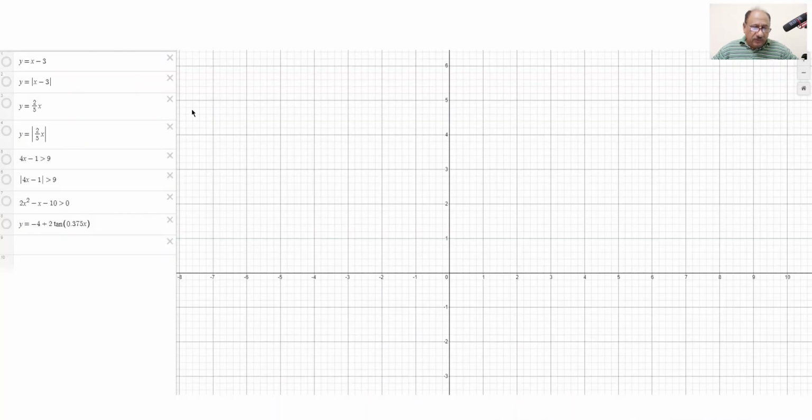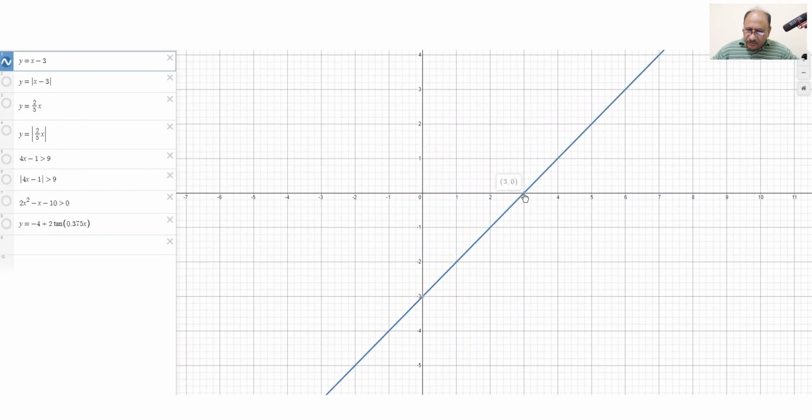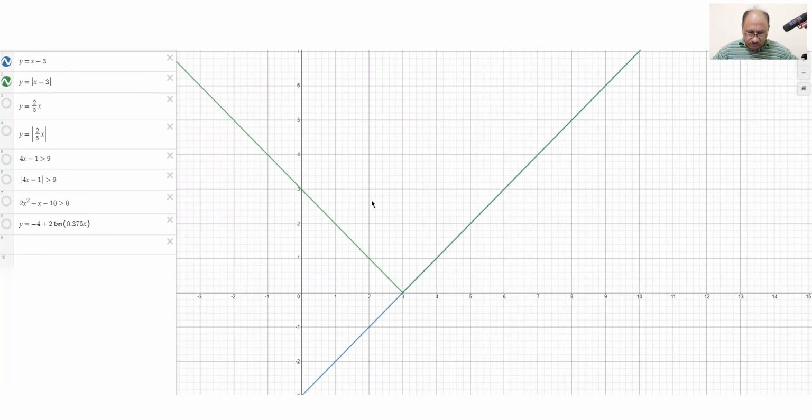Okay, so this is the software which I am using. You can use any of the softwares. First of all, y is equal to x minus 3. Y is equal to x minus 3 is without mod. This is a line. If you see, this is basically the line which is intercepting at 3 and 0 and minus 3. So these are 2 points, and if we take the mod, which is over here, y is equal to x minus 3 mod, and this negative side of the curve will be switching to positive side.